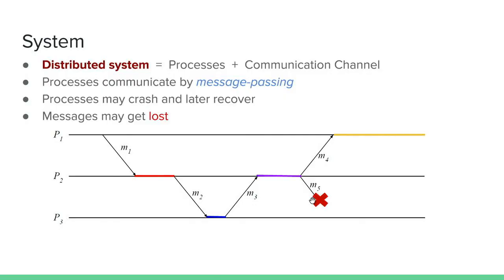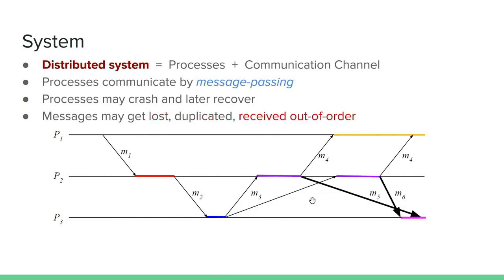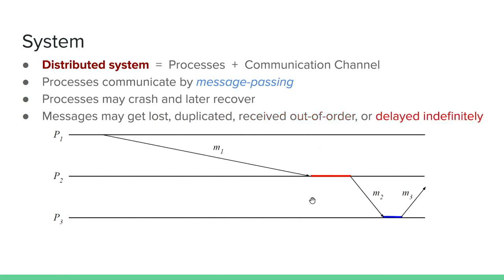And as far as messages are concerned, messages may get lost. Messages can get duplicated. They can be received out of order, for example, here, M5 and M6. And they can be delayed indefinitely.